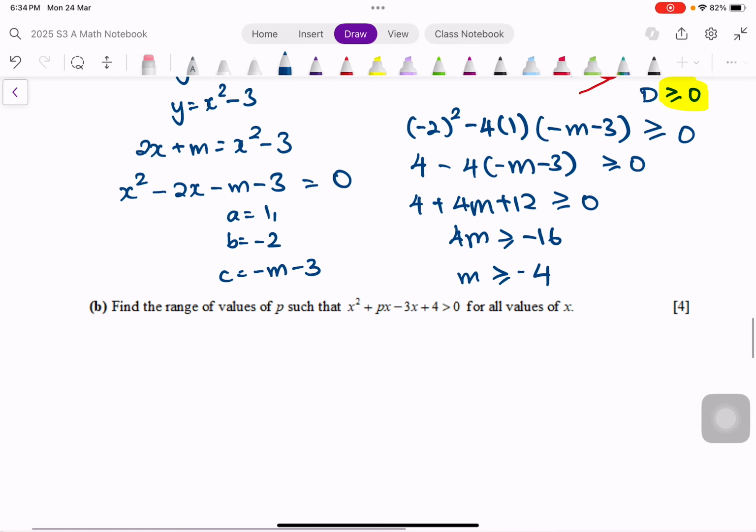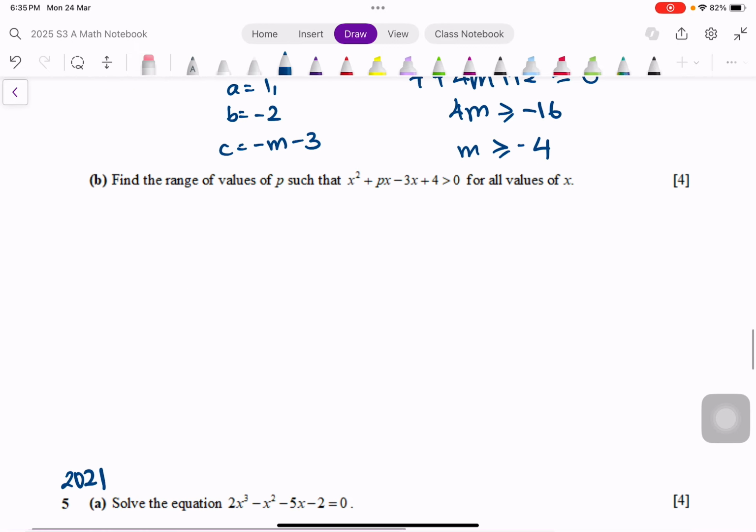Okay, now let's go on to part B. Find the range of values of p such that this is always more than 0 for all values of x. Okay, so let's say I call this y. So basically I want my y to be more than 0 for all x, meaning it will never ever touch the x-axis, meaning the discriminant is less than 0.